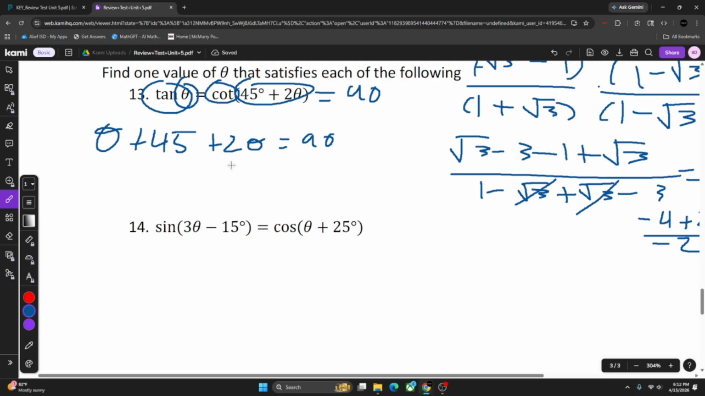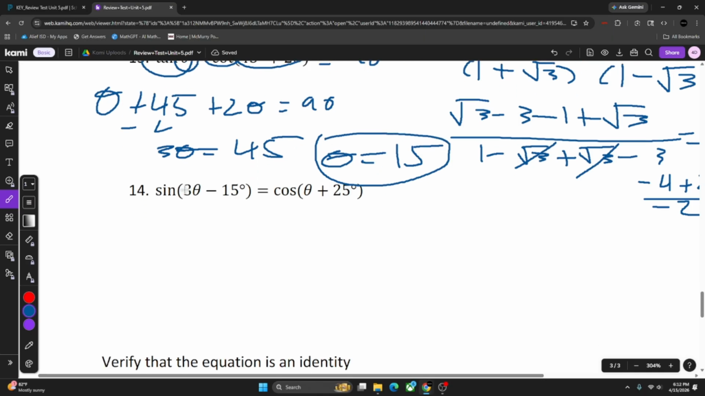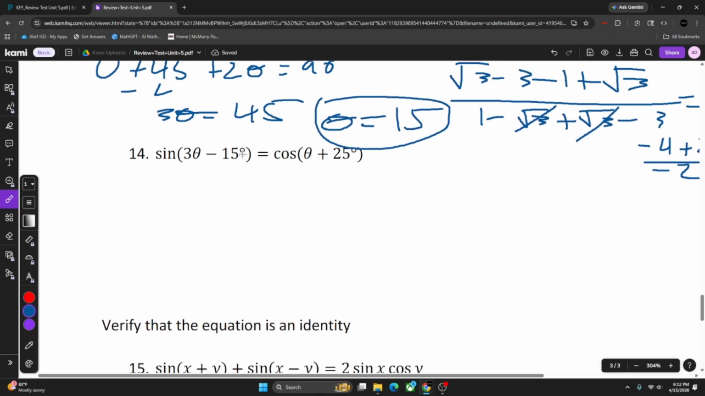So do the math, algebra. I'm not gonna do that. So you just know, and then beautiful. That's the answer. And then this one too. You just gotta know. Cosine and sine, they equal 90. So you take this, take this.